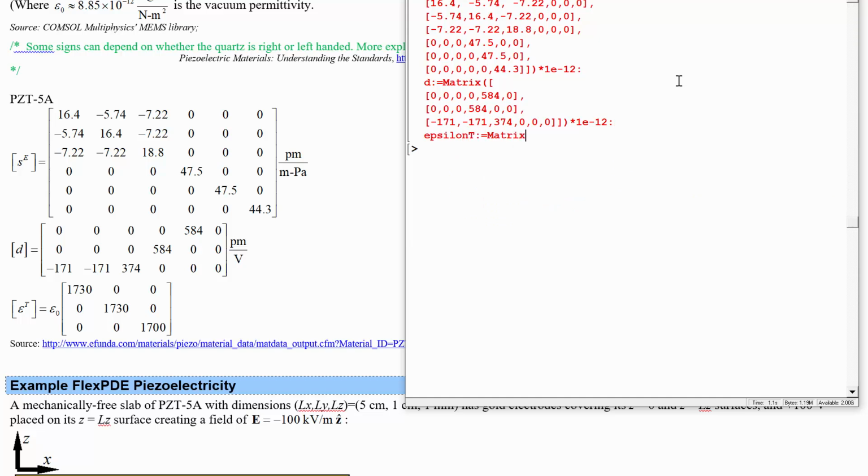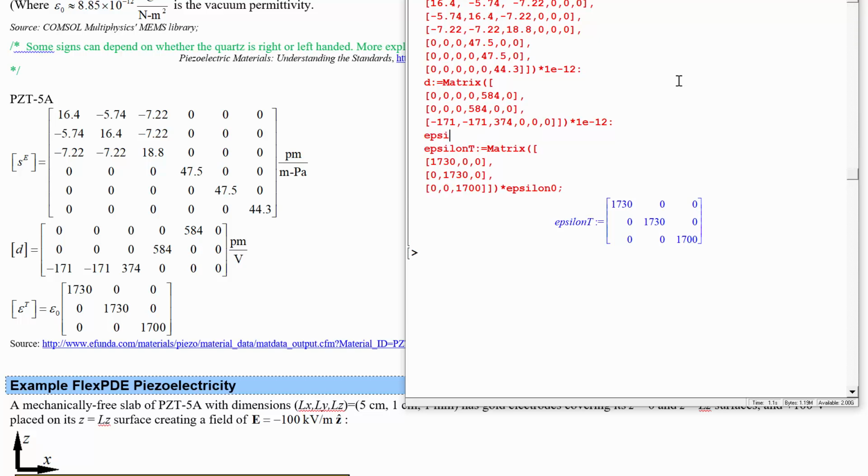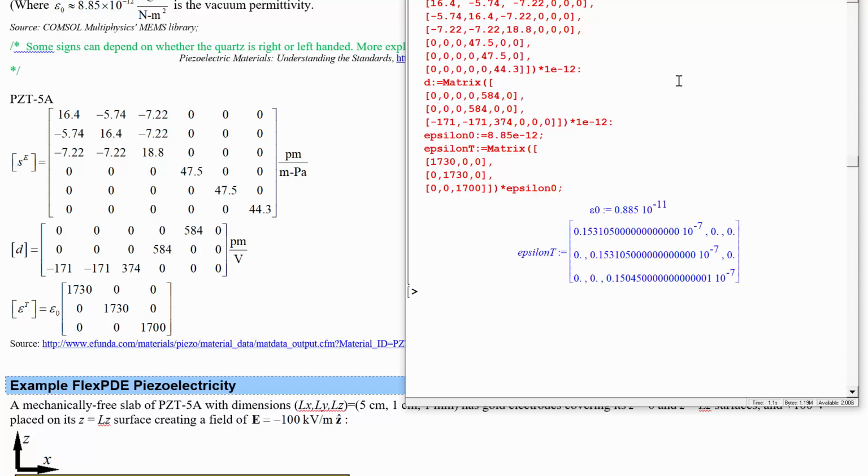epsilon t is equal to a matrix of 1730, 0, 0, 0, 1730, 0, 0, 0, 1700. And we got that. Okay. Now we're going to multiply this by epsilon naught, where epsilon naught is 8.85, e minus 12. Okay.